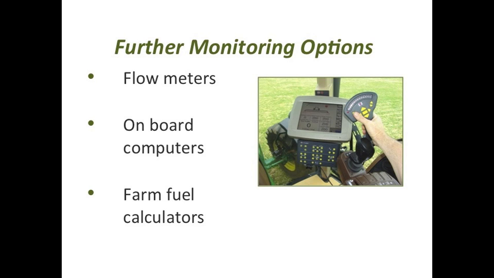So the approaches you've just looked at are the simplest ways to go about monitoring. However, there are other options you can take advantage of. Flow meters are really useful. Onboard computers in a lot of new machinery is great. And farm fuel calculators are provided by some manufacturers. The Department of Agriculture in WA also has one.